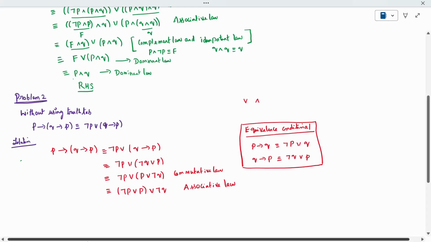Okay, completed. Now, negation P and P are called true, by the complement law. Which is again true, disjunction negation Q. It's nothing but true by the dominant law.